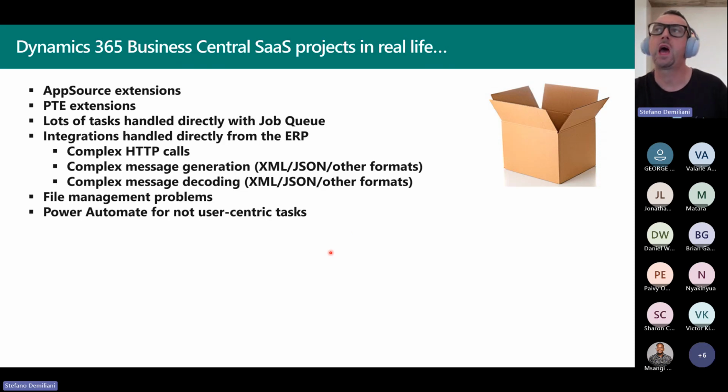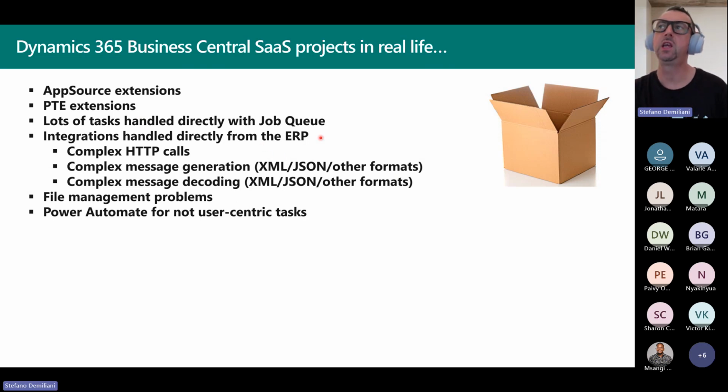Even the Business Central project, we have, first of all, customizations. And customizations come from two sources: AppSource extensions, so apps that come from the marketplace, and then per-tenant extensions, so customizations that the partner is doing for a specific customer. Then inside the Business Central project, there are usually lots of tasks handled via job queue, because partners try to schedule tasks for business processes, for integration with external systems, using the job queue. And this is not always one of the best choices.